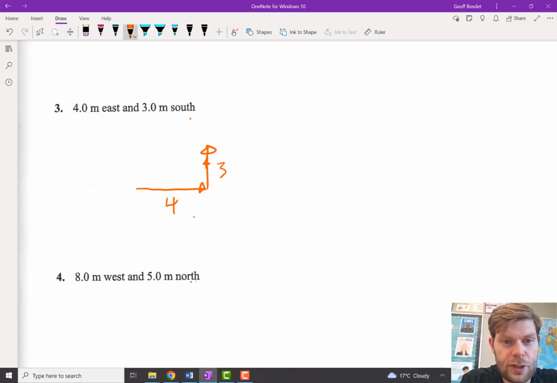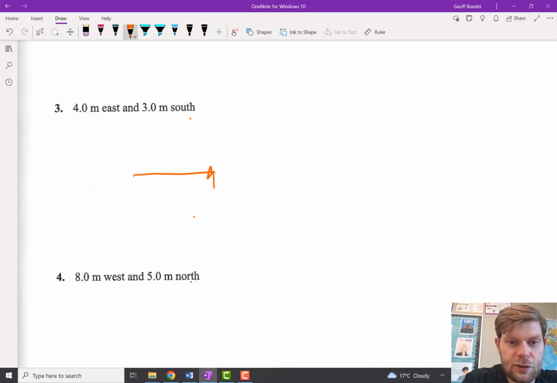So we walk 4 meters, then 3, and keep in mind we could get to exactly the same point here if we decide to walk 3 meters north and then, oh crud, I'm doing this backwards. If we do 4 meters east and then 3 meters south, then we can find this guy with Pythagoras, our resultant vector. So here is our total displacement. We walked 4 meters east and then 3 meters south, and we end up this distance and in this direction from where we started. This is our start here.